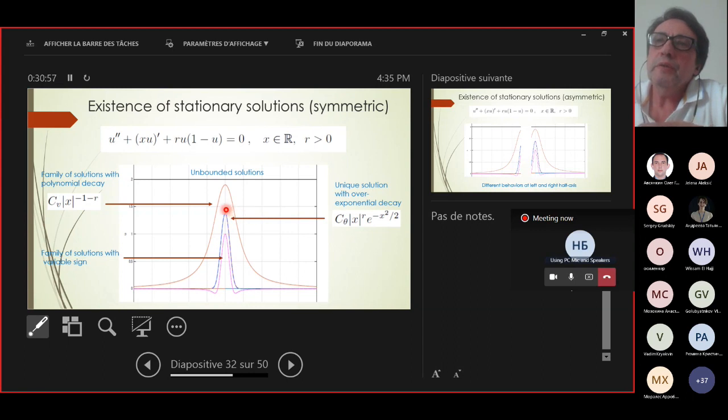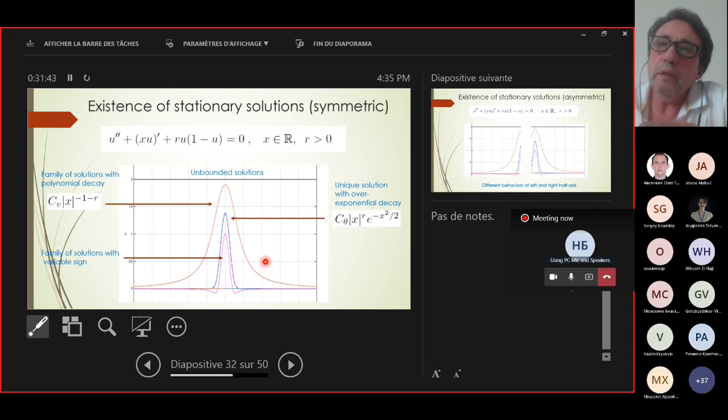And besides this unique solution with over-exponential decay, there is a family of positive solutions which are like that. In fact, if we take as a parameter the maximal value of the solution, the value at 0, then for all values of this parameter there is a solution shown like that. It's a positive symmetric solution which decays at infinity with this polynomial rate. So again, there is a single solution with over-exponential decay, and there is a family of solutions with this polynomial decay.